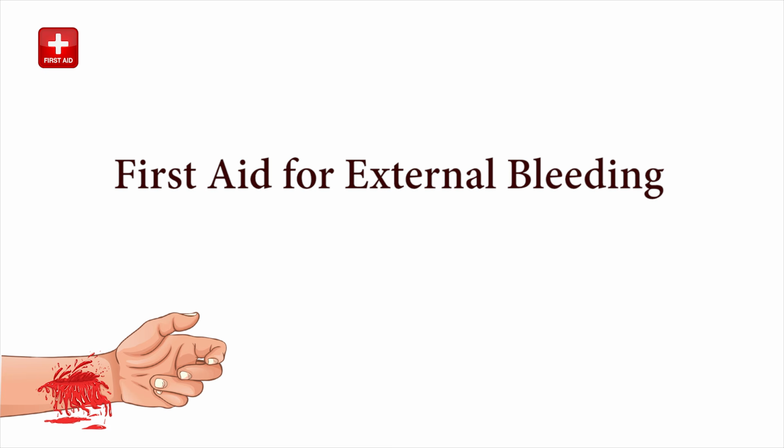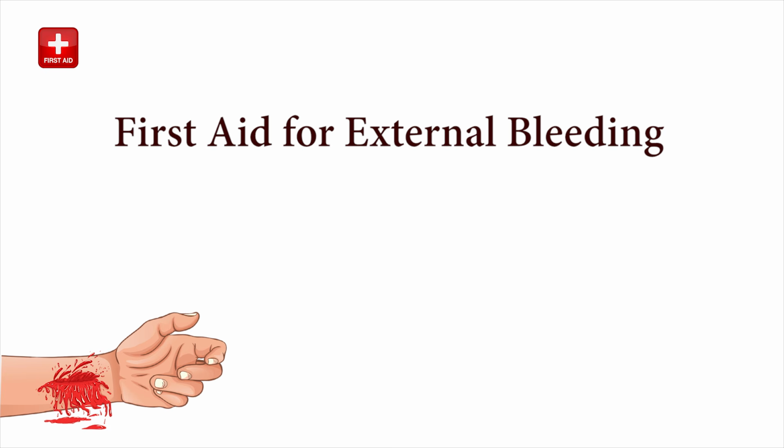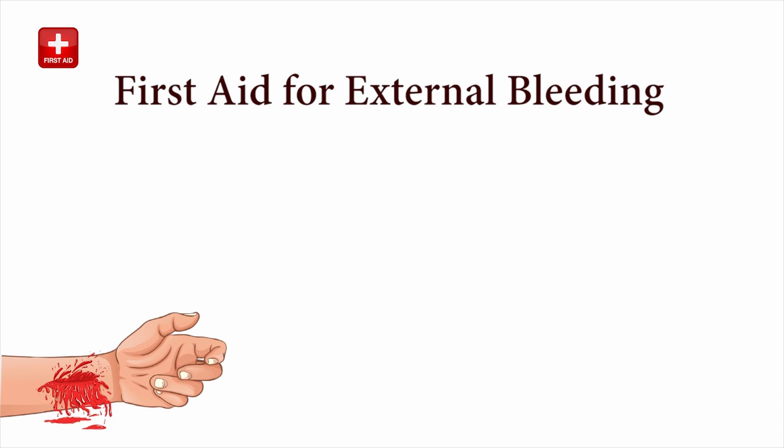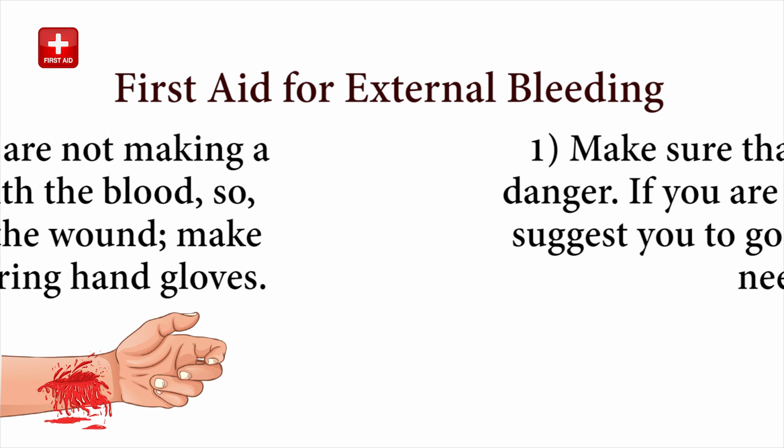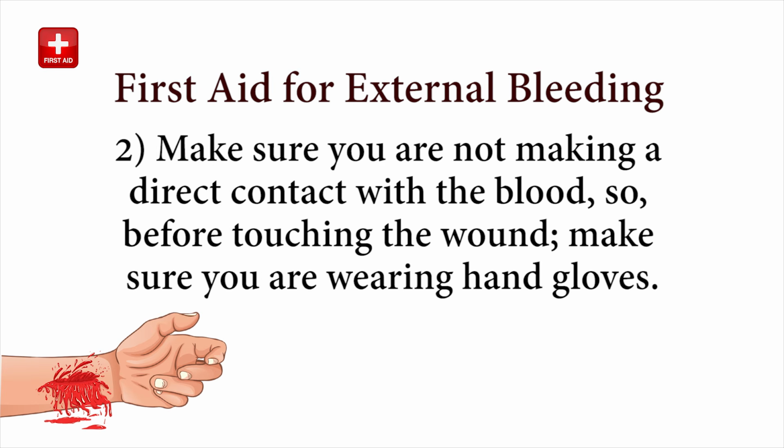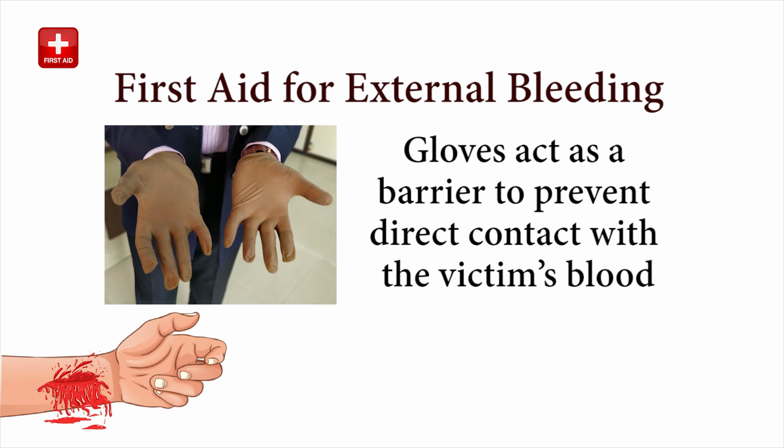Let's now see how the first aid for external bleeding is to be done. First, you need to make sure that you are not in danger. If you are safe, then only we suggest you go to help out the needy. Secondly, make sure you are not making direct contact with the blood. So, before touching the wound, make sure you are wearing hand gloves. These gloves will act as a barrier to prevent direct contact with the victim's blood.